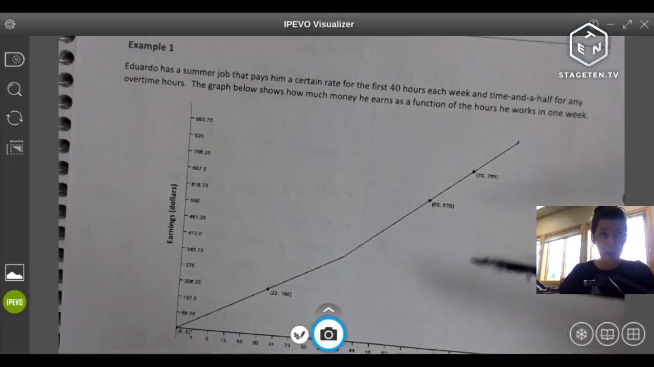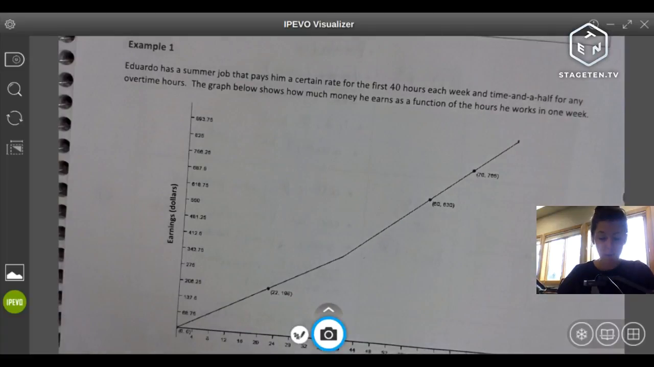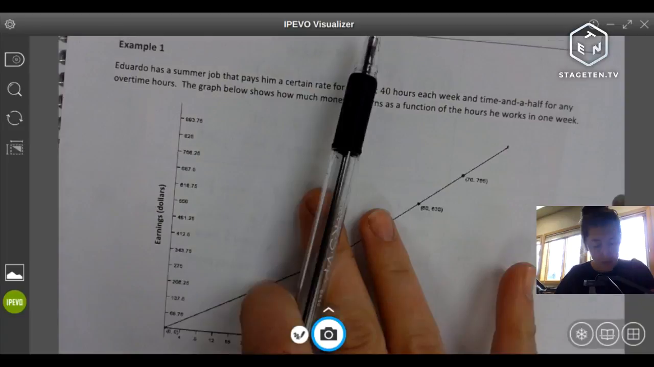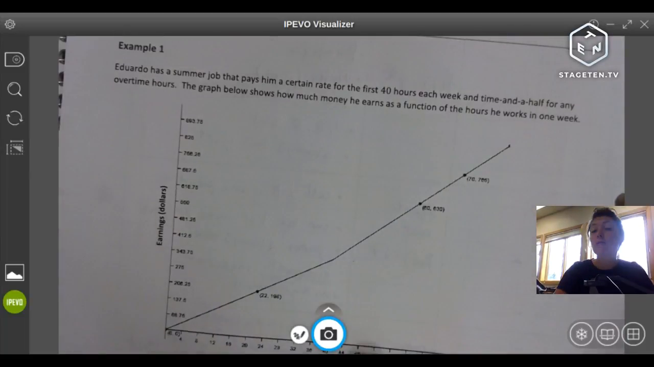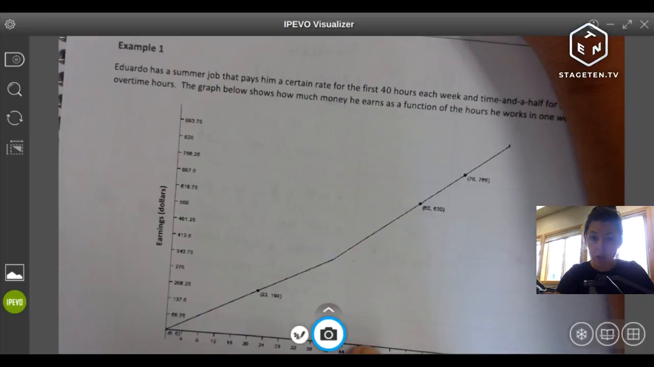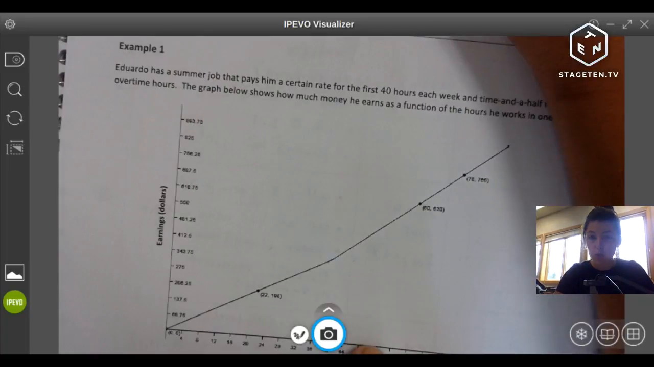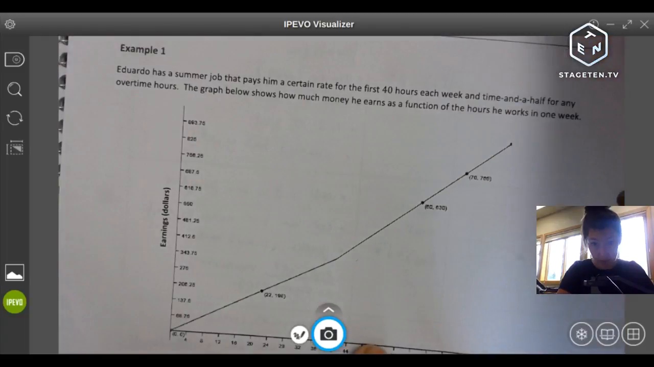So, Bart has a summer job that pays a certain rate for the first 40 hours of each week and time and a half for any overtime. So that's pretty normal. This is a real life scenario. If you work 40 hours full time, you usually get paid time and a half after that. That would mean you get paid for what you're working plus half that as well. So say you work an hour, you get paid for an hour and a half.